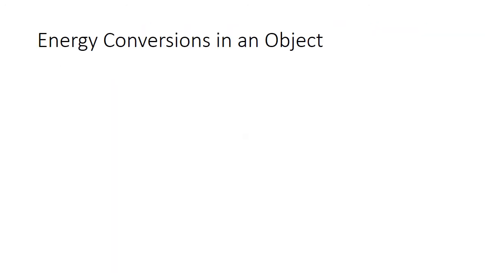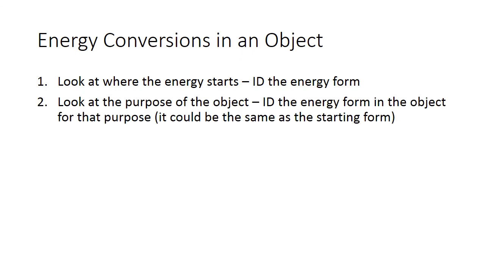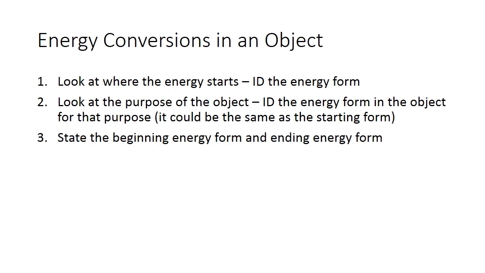Now, if we look at energy conversions in an object, to do that, we're going to look at where the energy starts. We're going to ID the energy forms that we saw in the other things that we saw today. We're going to look at the purpose of the object, and we're going to identify the energy form in the object for that purpose. It could be the same as a starting form. Now, there are probably lots of other places that the energy goes, and we can look at those too. But primarily we're going to look at the purpose of what it's for. Then we're going to state the beginning form and the ending energy form. It's pretty straightforward. I'll give you an example so you can see what I mean.